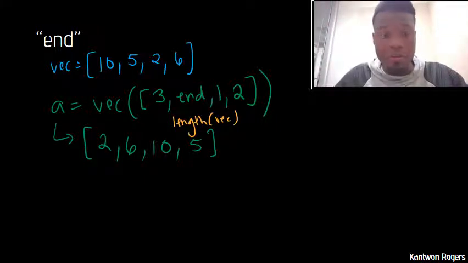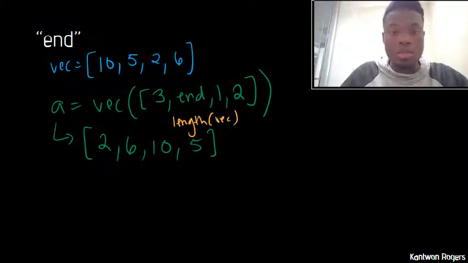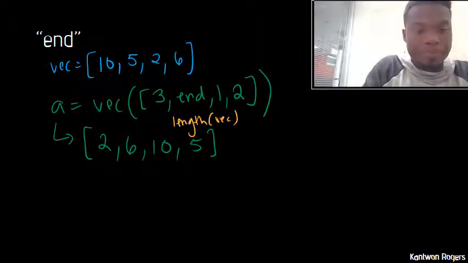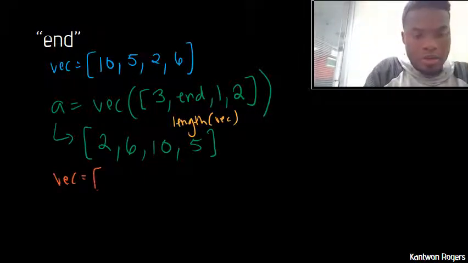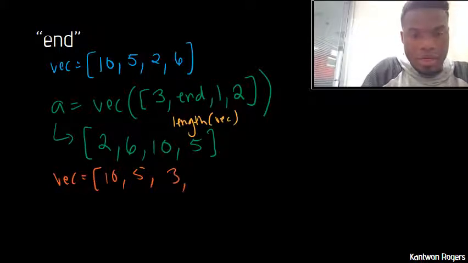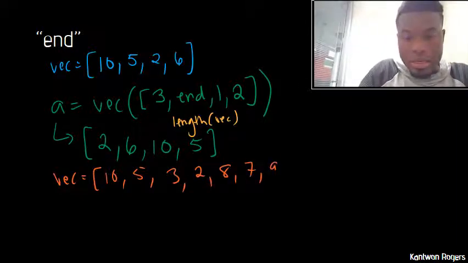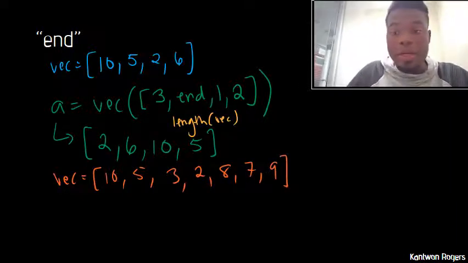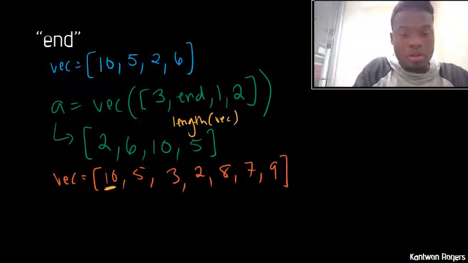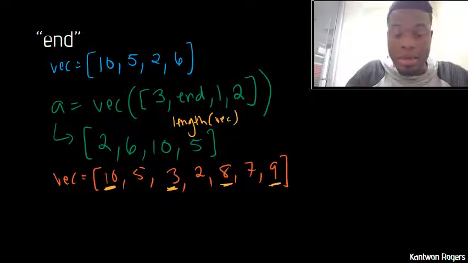Starting at the first one. So let's do another vector here. Let's say my vector was 10, 5, 3, 2, 8, 7, 9. All right. So let's say I wanted to index out every other number starting at the first one. So I want the 10, the 3, the 8, and the 9.